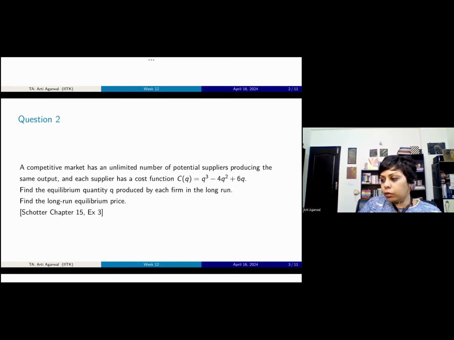Okay, so let's come to the next question. This is a question I've taken from the book by Andrew Spotter, I think. This one is not a solved question, but you can find a similar solved example in the book. So I will just give you a few minutes to solve it, and then we discuss it.